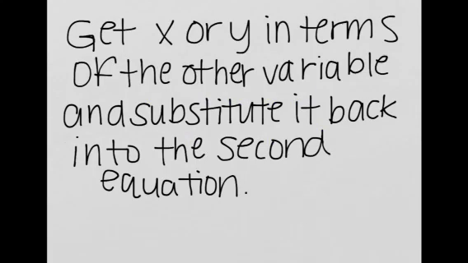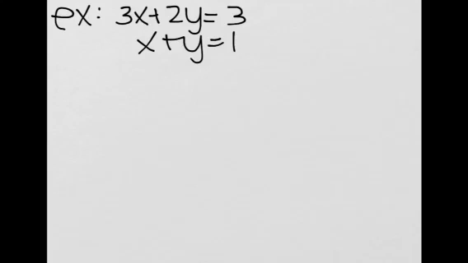Let's get started. So basically we want to get x or y in terms of the other variable and substitute it back into the second equation. We're going to work through two examples and hopefully this will make sense at the end.